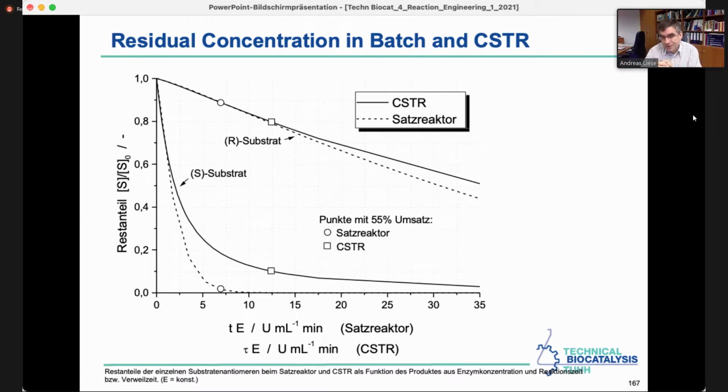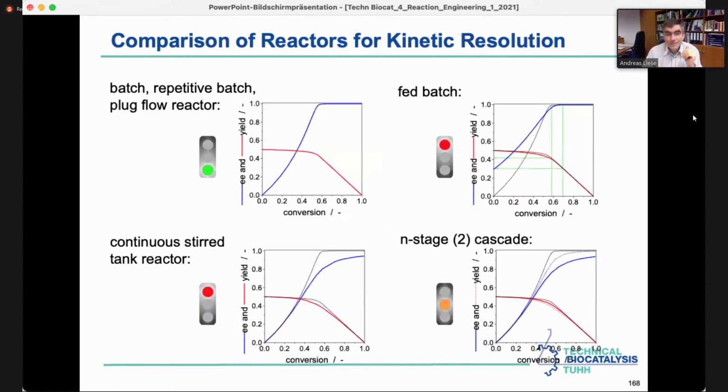Now, we could do this more generally, and just by traffic lights, we were thinking about kinetic resolutions. So the best thing would be batch reactor, plug flow reactor, and a repetitive batch where the enzyme is filtered off and reused, same performance as batch. So the best choice for kinetic resolution would be batch, repetitive batch, and plug flow reactor. The CSTR is a no-go, red traffic light, because we will never reach this point. Here the small black line is the ideal situation, and the blue one is the one that's shown here.